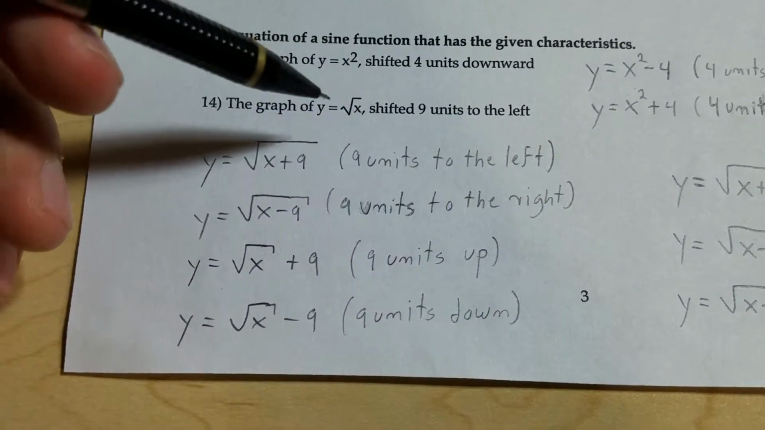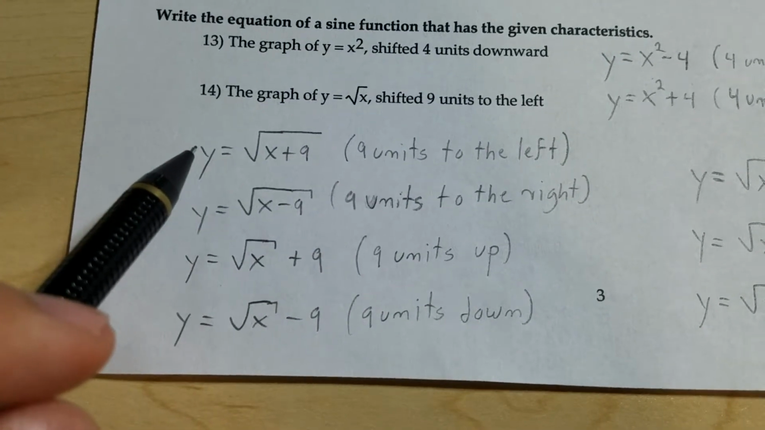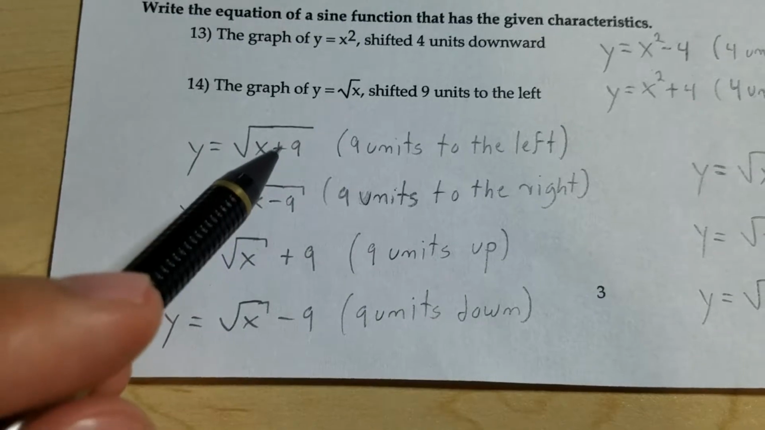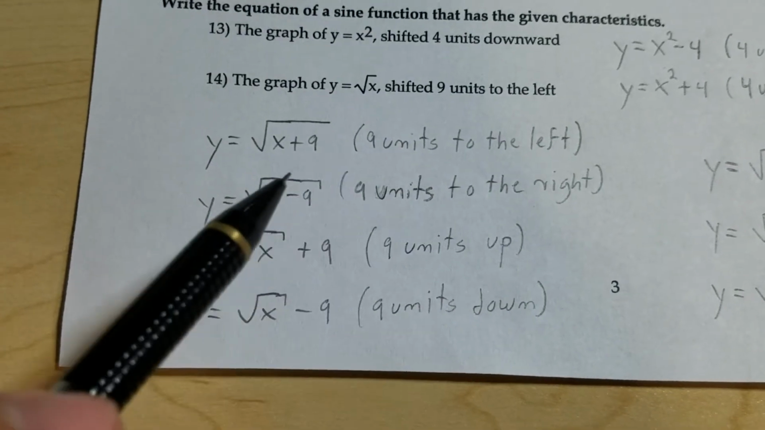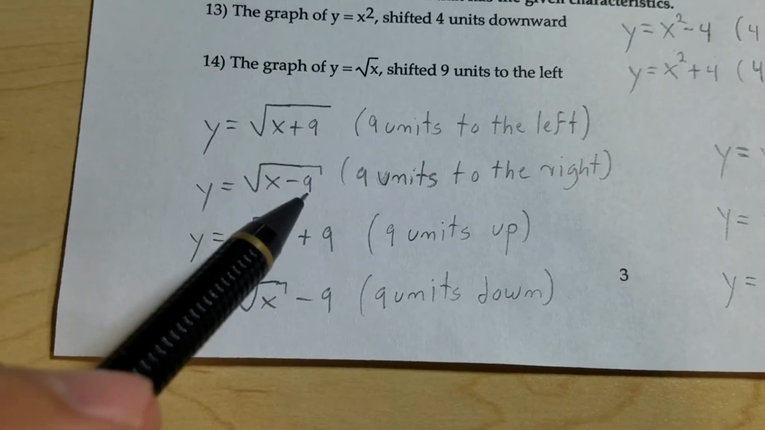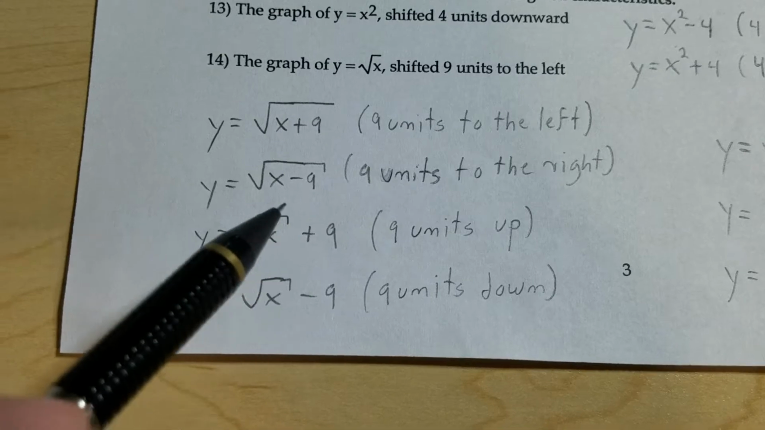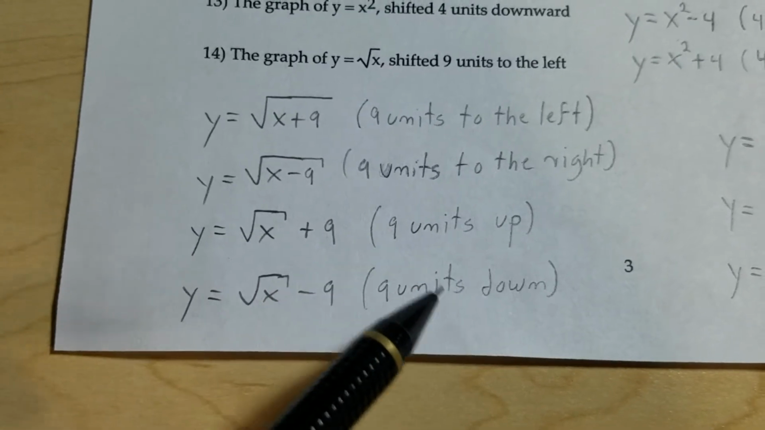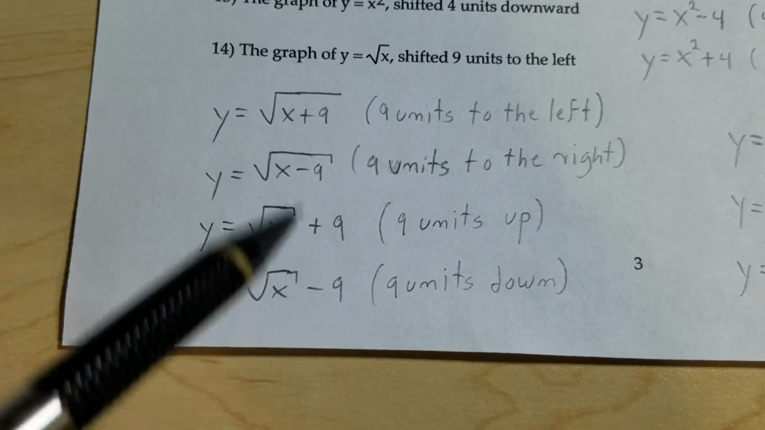To shift that graph 9 units to the left, this is how you do it: y equals the square root of x plus 9. If you want to shift it 9 units to the right, instead of positive 9, it's going to be negative 9. If you want to shift it up, just write the 9 outside of the radicand, and if you want to shift it down, just write a negative 9 outside of the radicand.